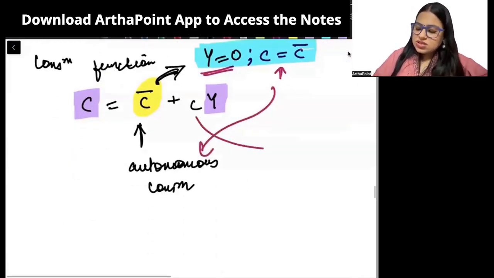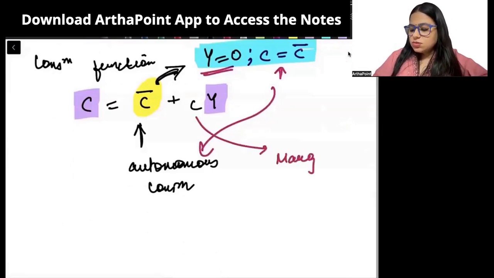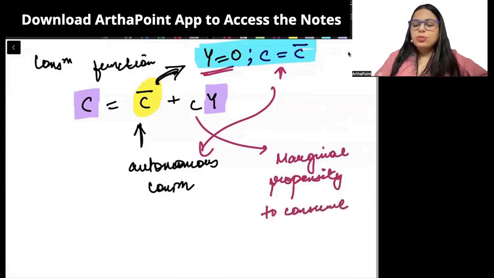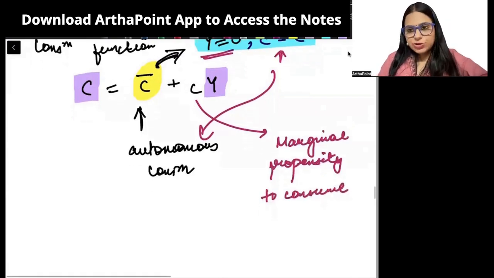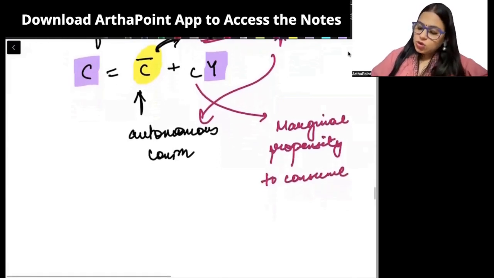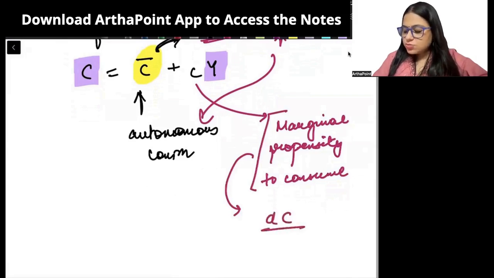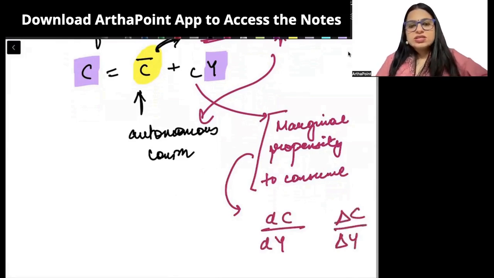And this small c is called marginal propensity to consume. क्या बोलते हैं इसको? It is called marginal propensity to consume. तो marginal propensity to consume basically क्या है कि how consumption changes as income changes. जब income change होगा तो consumption कैसे change होगा? This is marginal propensity to consume.